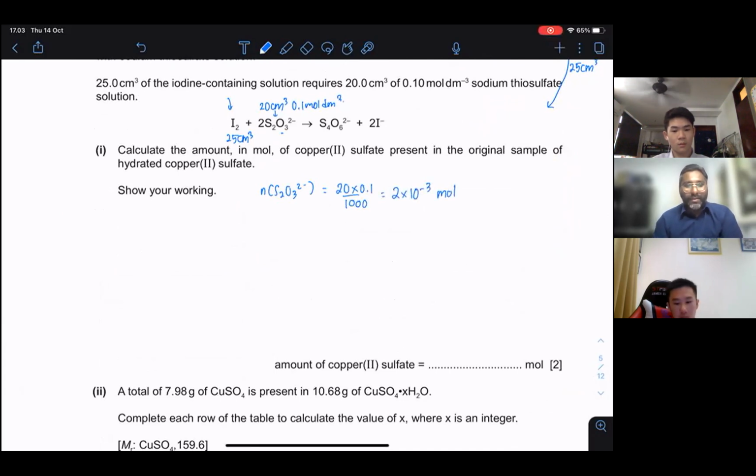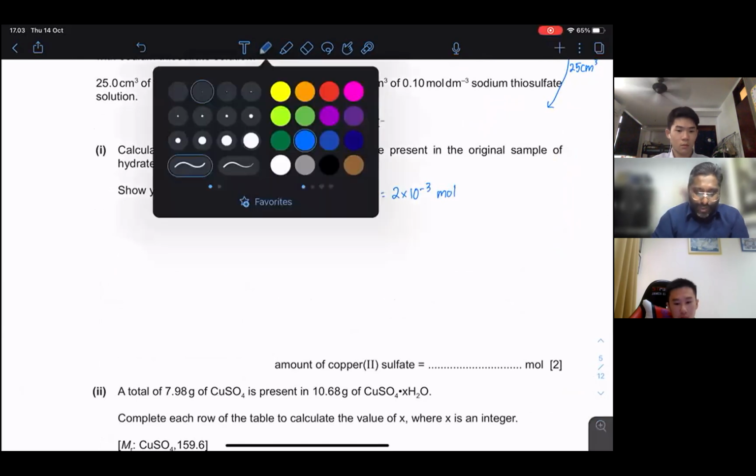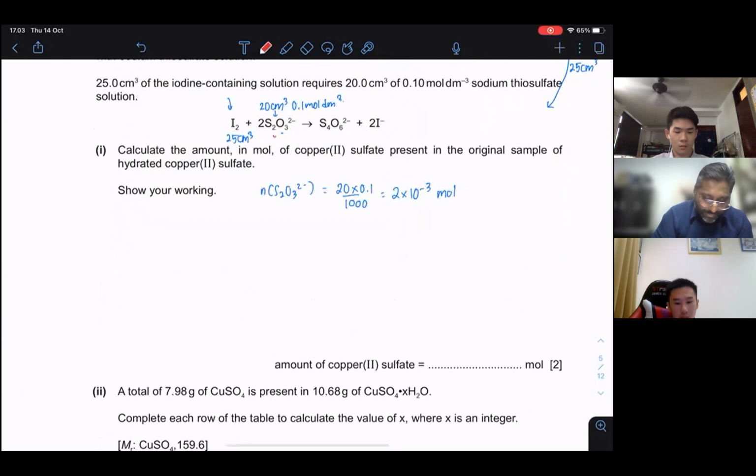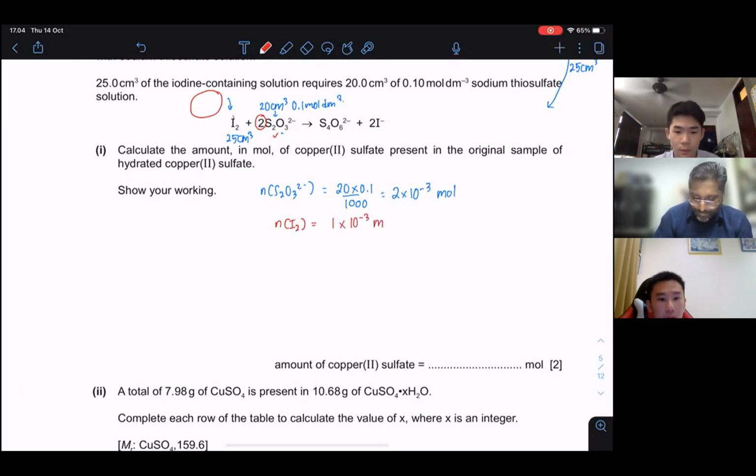Okay, this is going to be the number of moles of S2O3. Now, if you have that number of moles, this is 2 moles, so it is going to react with 1 mole. So in order to get this given, what do I need to do? Number of moles of I2, divide by 2, yeah? So I will get 1 times 10 negative 3 mole.